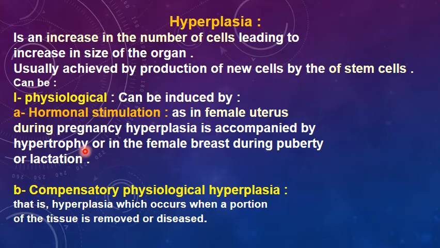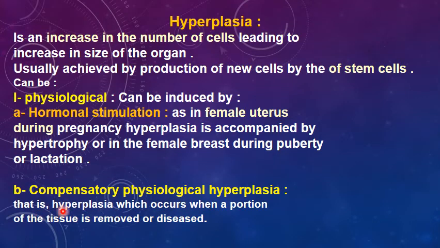Another example of hyperplasia is in the female breast during puberty or during lactation, in order to withstand or tolerate the hormonal effect and the stimulus, especially during lactation, or preparing the female to lactate after delivery. Another type of hyperplasia is the compensatory type.